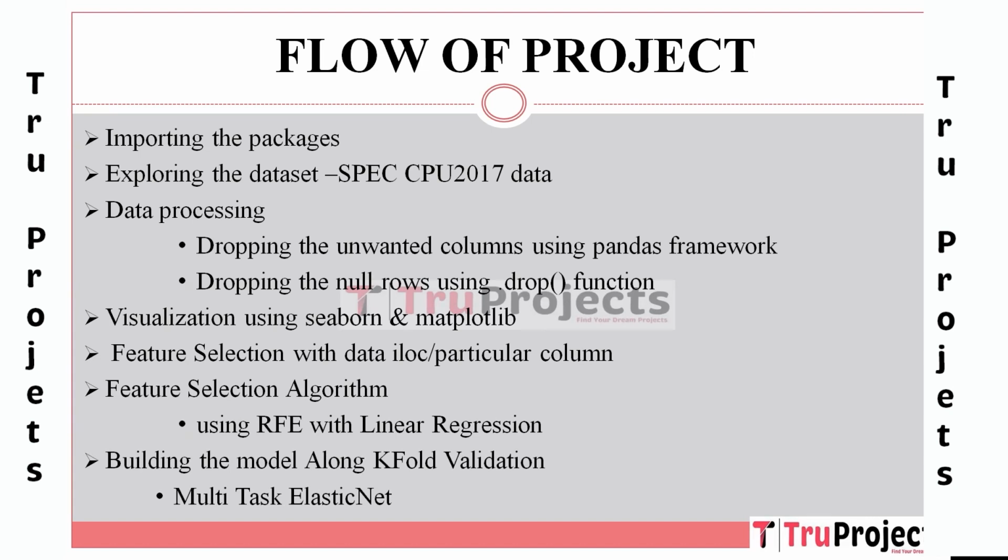Multitask elastic net is a regression model suitable for dealing with multiple related tasks simultaneously. Building the model along with k-fold validation ensures robustness and reliability by validating the model's performance across different subsets of the dataset. In this project, it's a key step in establishing the predictive power of multitask elastic net for performance prediction.